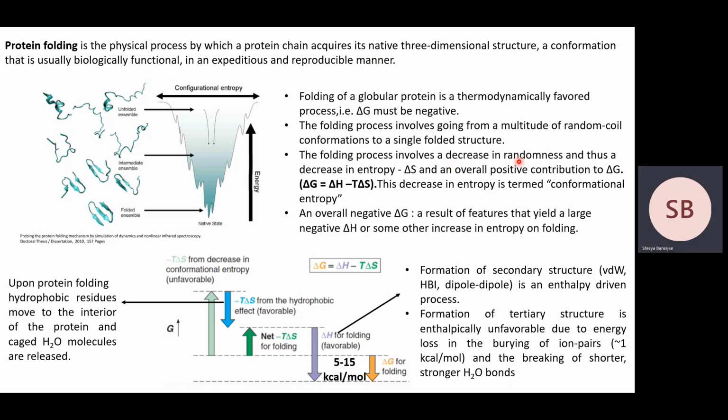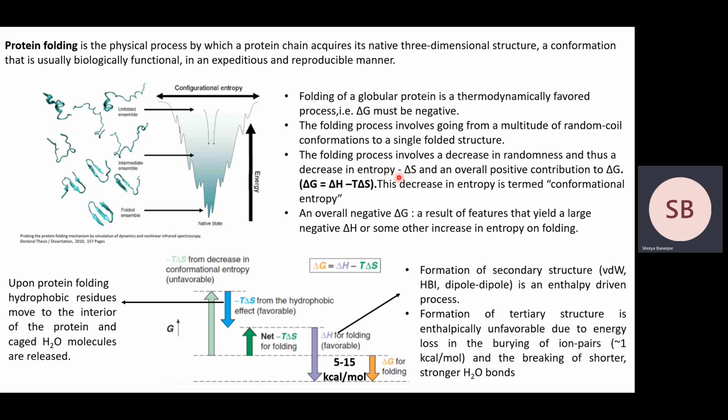The folding process involves a decrease in randomness and thus a decrease in entropy. That is, the delta S is negative because it is going from several unfolded states which can move in different directions to a single folded state which is fixed by different intramolecular forces.